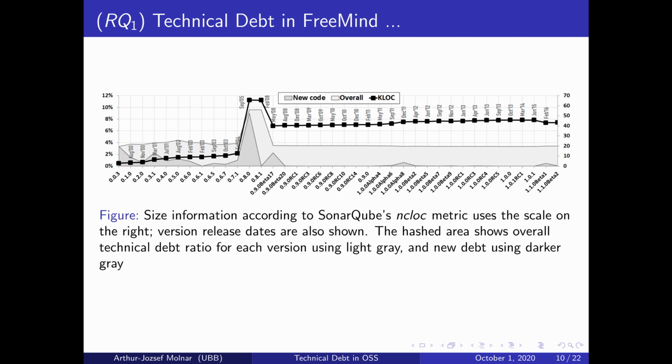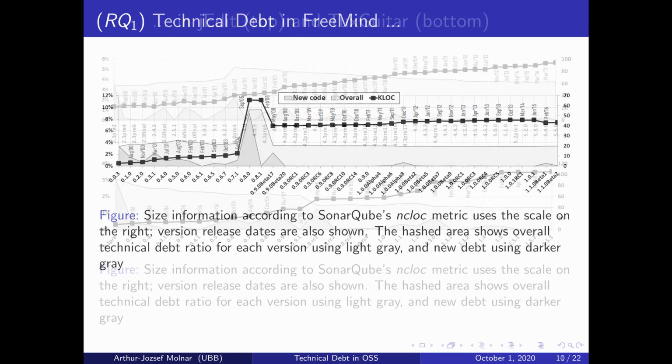This means that 9% of the total estimated time spent on developing the application is now required in order to fix all detected issues. The darker hashed area shows that most of this debt was new to version 0.8.0 and was subsequently eliminated in version 0.90 beta 17, after which the application remains stable.